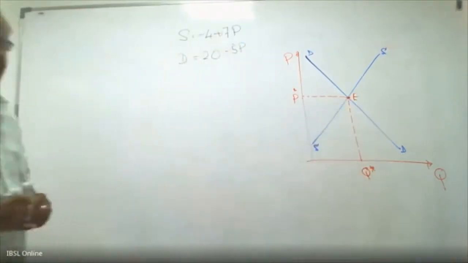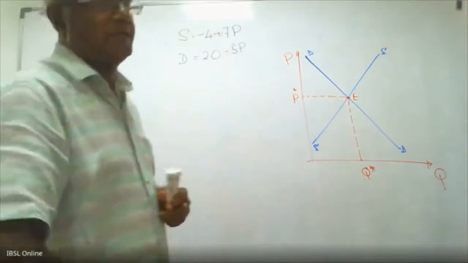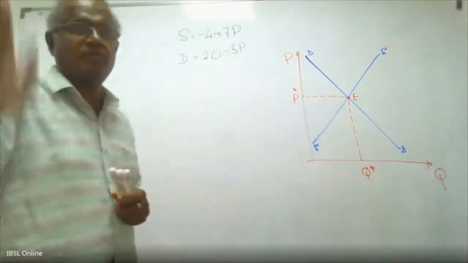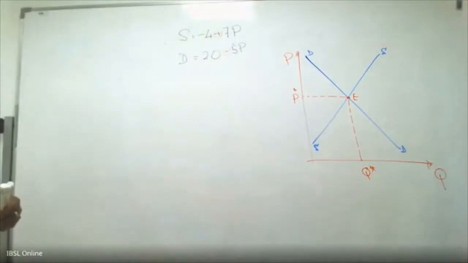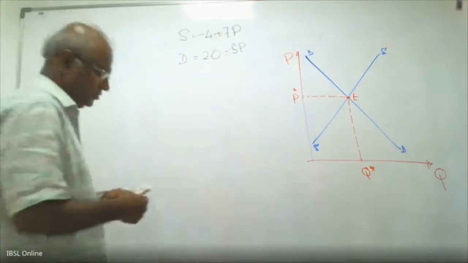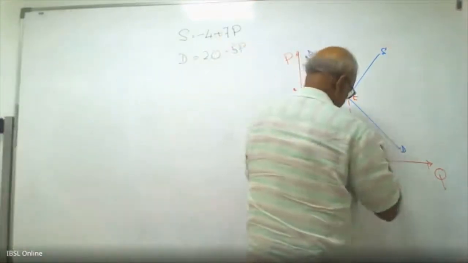Right? This is the complete diagram. Demand curve, downward sloping, negative relationship between price and quantity demanded. Supply curve, upward sloping, positive relationship between price and quantity supplied. Demand curve. You can write this down like this.